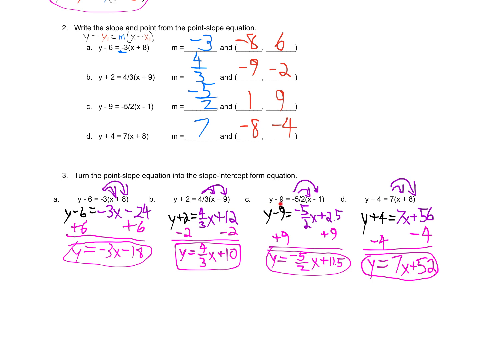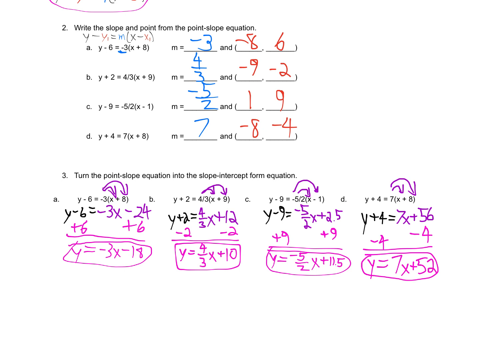For C, we have y minus 9 equals negative 5/2 times quantity of x minus 1. This gives me y minus 9 equals negative 5/2x plus 2.5. It's a little easier to deal with decimals than fractions, so that's why I just did negative 5/2 times negative 1. Negative times a negative is a positive. 5/2 is 2.5 as a decimal. So now I add the 9 to both sides. Gives me y equals negative 5/2x plus 11.5.